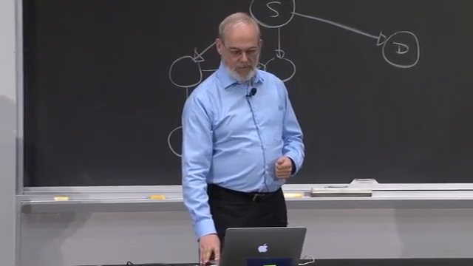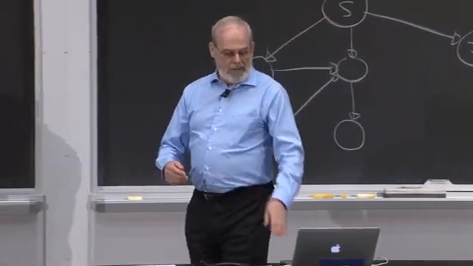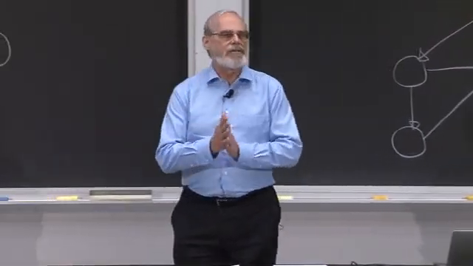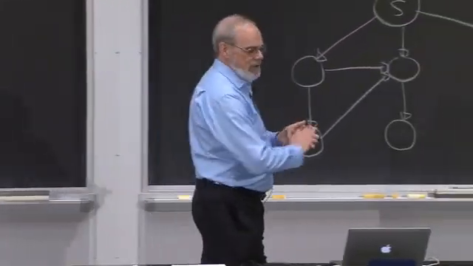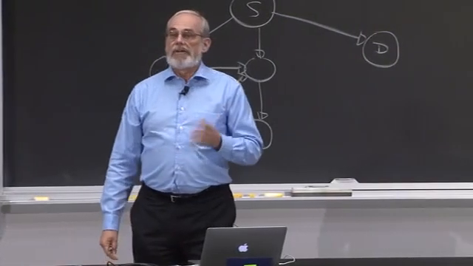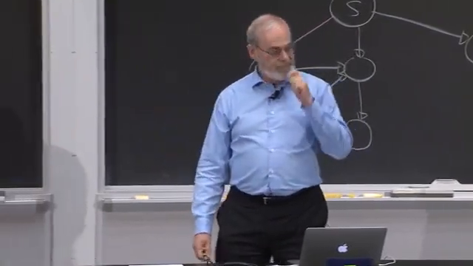Political networks, criminal networks, social networks. One of the things we're going to see with graphs is that they can capture interesting relationships. So here's an example. It's from that little website you can see there. You're welcome to go look at it. And this is a graph analyzing the Wizard of Oz. And what's been done here is the size of the node reflects the number of scenes in which a character shares dialogue. So you can see, obviously, Dorothy is the biggest node there. The edges represent shared dialogue, so you can see who talks to whom in this graph.